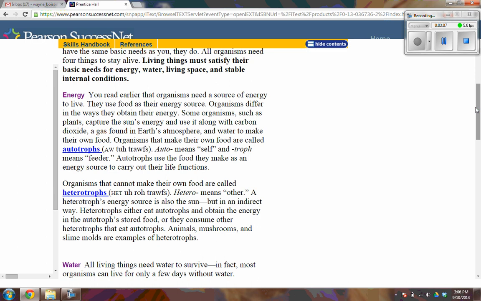So don't think of yourself as an autotroph if you're making a peanut butter sandwich. That's not what it means. You have to create the food in your body, like plants. Organisms that cannot make their own food are called heterotrophs. Hetero meaning other, and of course troph means feeder. A heterotroph's energy source is also the sun, but in an indirect way. Heterotrophs either eat autotrophs, such as plants, and obtain the energy in the autotroph stored food, or they consume other heterotrophs that eat autotrophs. Animals, mushrooms, and slime molds are examples of heterotrophs.